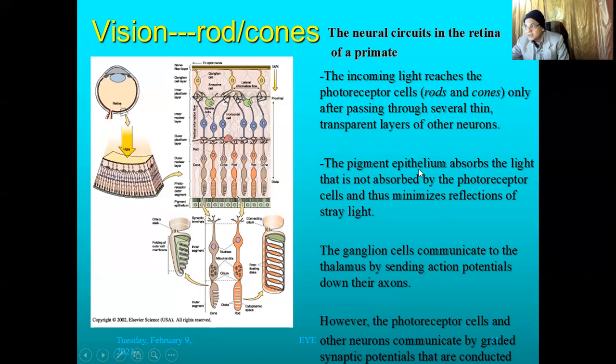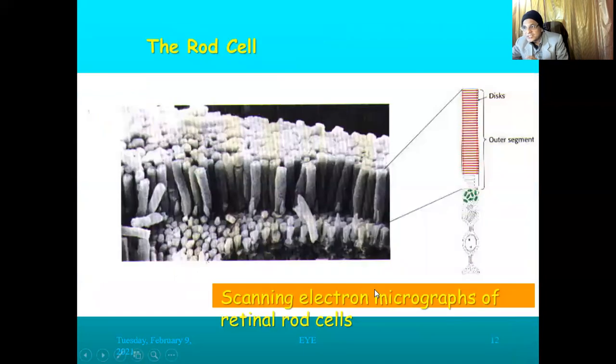The pigment epithelium absorbs light that is not absorbed by the photoreceptor cells, and thus minimizes the reflection of the stray light. The ganglion cells communicate to the thalamus by sending action potentials through the axons. However, the photoreceptor cells and their neurons communicate by graded synaptic potentials that are conducted. Graded synaptic potential.